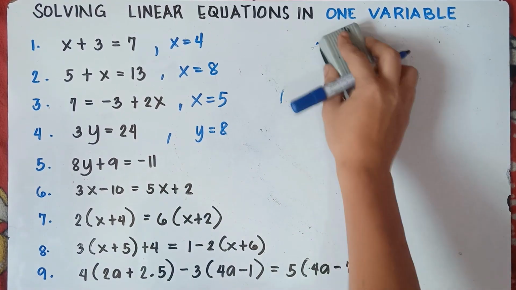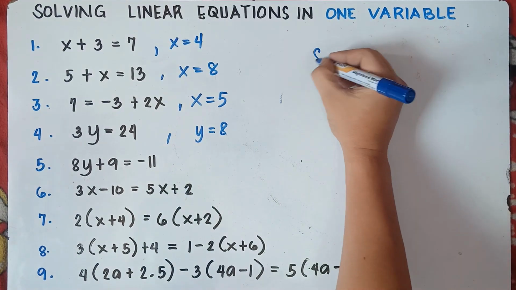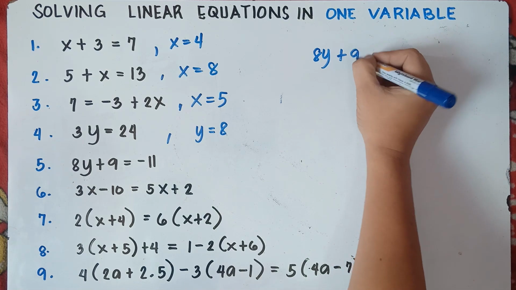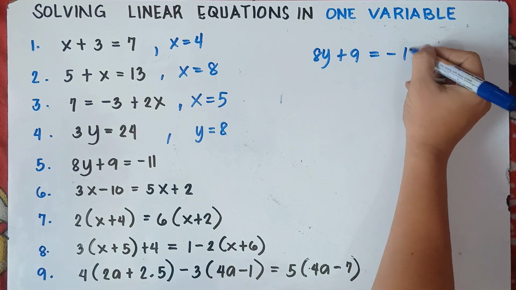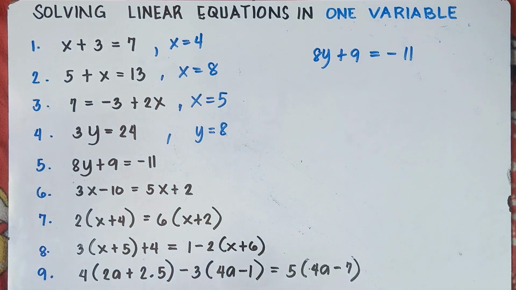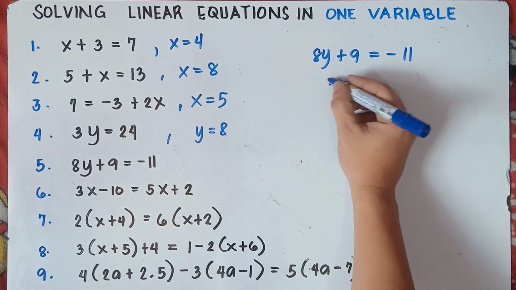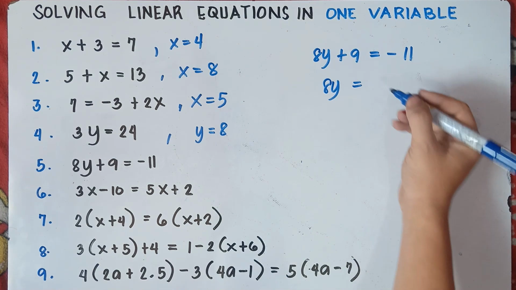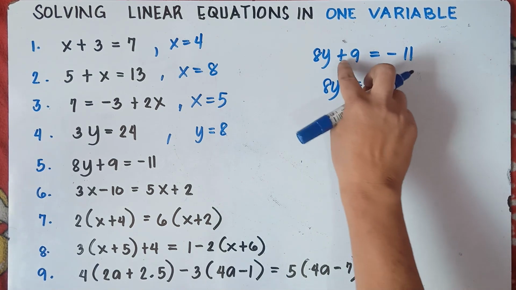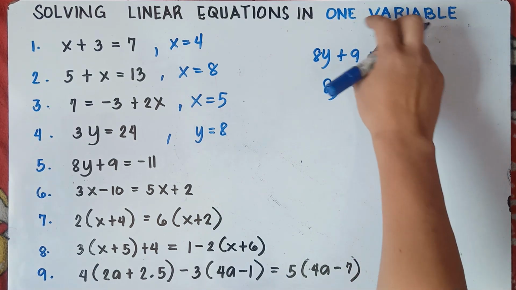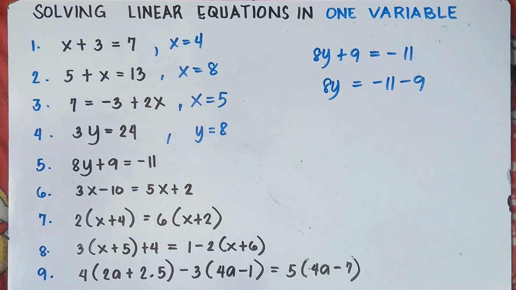Alright, let's have number 5. 8y plus 9 is equal to negative 11. So to get the value of y, simply transpose 9 from left to right. This will be 8y equals negative 11. 9 is positive, so it will be negative 9.